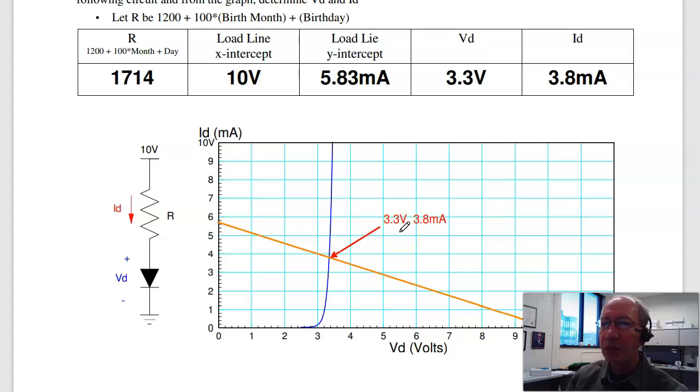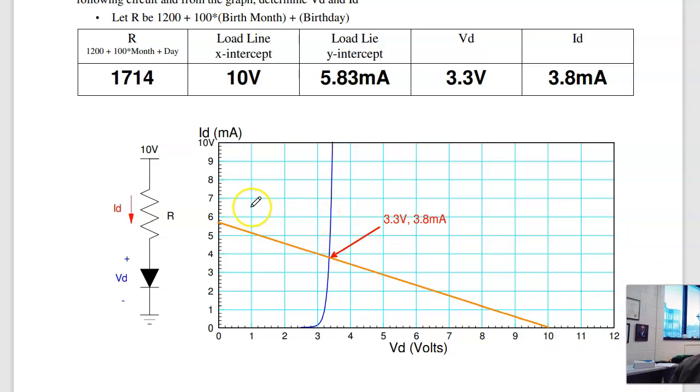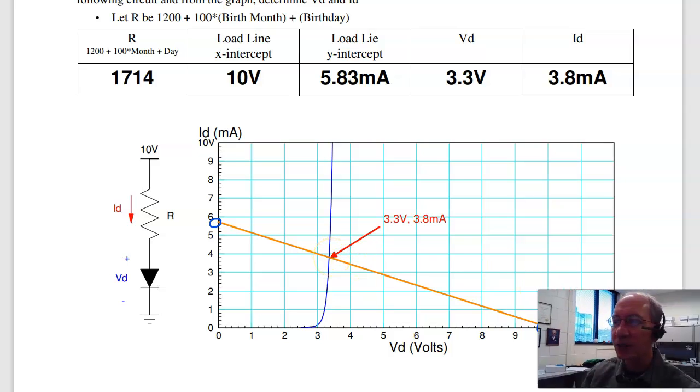Problem 4. Draw the load line and find the operating point. Well, for the load line, the x-intercept is when this is an open circuit, when ID equals 0, on the x-axis, I'm going to see 10 volts. On the y-axis, when the voltage is 0, I have 10 over R, which for 1714 ohms is 5.83 milliamps. Two points determine a line. Where the line intersects your curve is your solution. That's load line analysis.